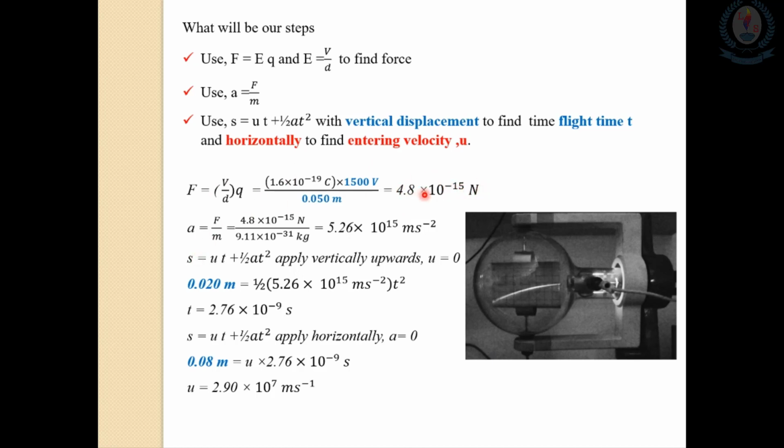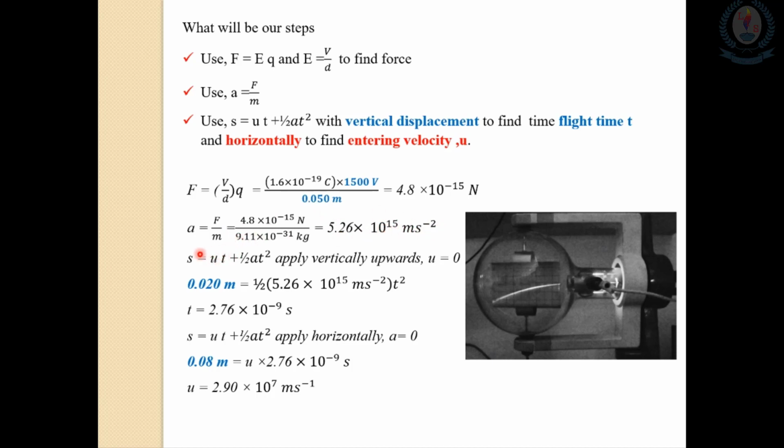Then we use that to find the acceleration. We have calculated the force, and the mass of the electron is substituted, which is given in the formula sheet, and we get the acceleration as 5.26 × 10^15 meters per second squared.